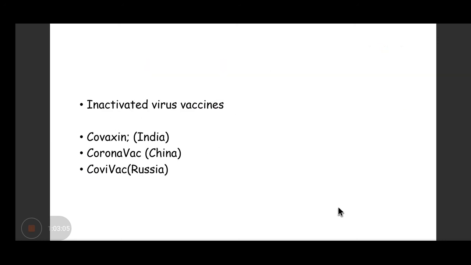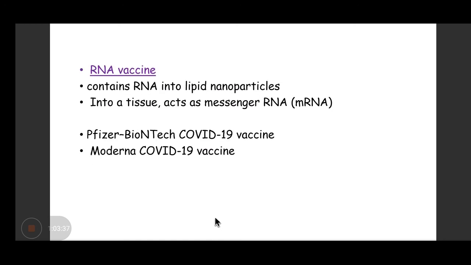The inactivated virus vaccines are the conventional virus vaccines, in which we grow the virus and kill the virus, and we use it after purifying. We use it as a vaccine. The Covaxin in India is an inactivated virus vaccine. CoronaVac in China is an inactivated corona vaccine. CoviVac in Russia is too. These all are inactivated virus vaccines. The most routine technology for making vaccines against viruses is using a killed virus, inactivating by formalin.